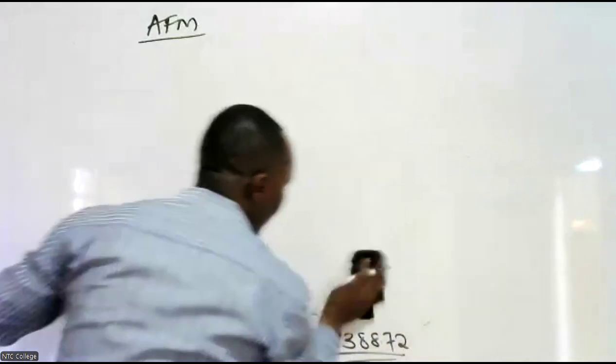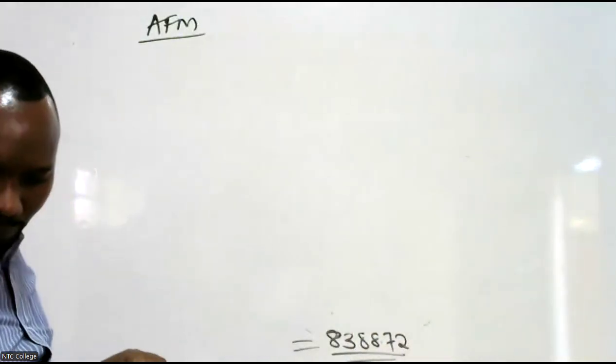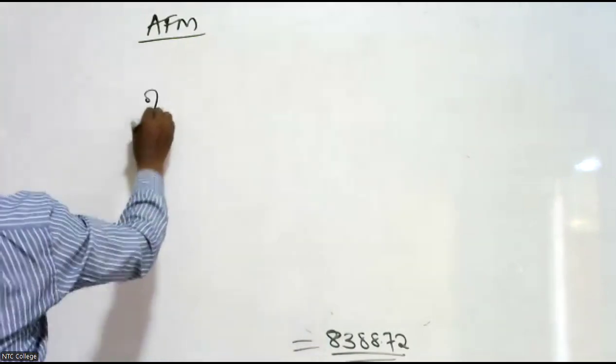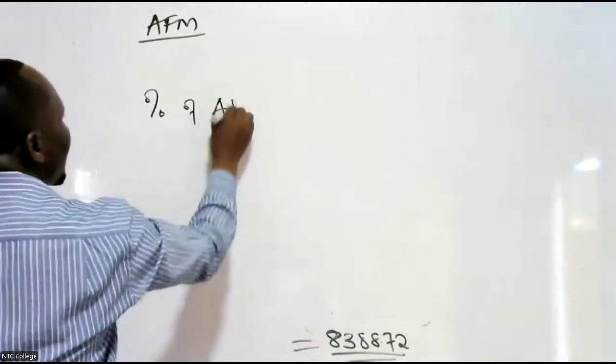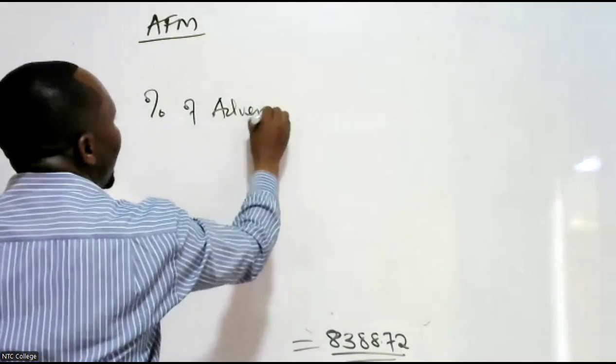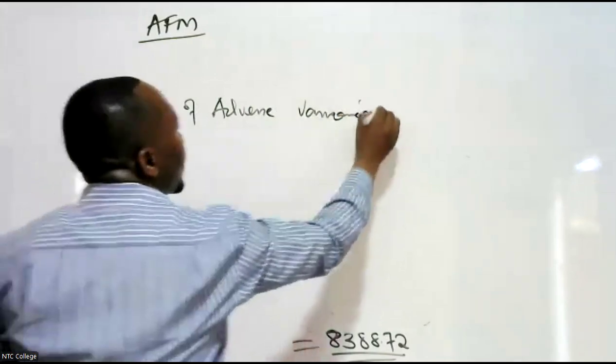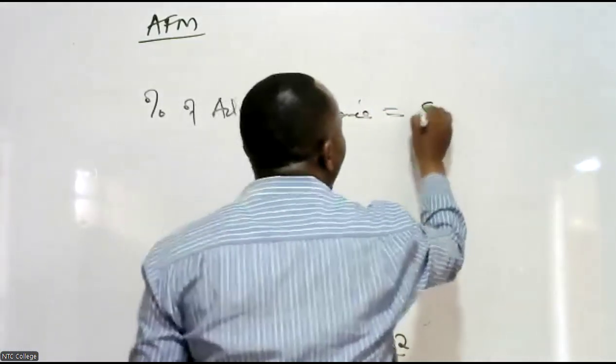So percentage of variation, is it adverse? NPV has gone down, so it is adverse. So we say percentage of adverse variance or variation.